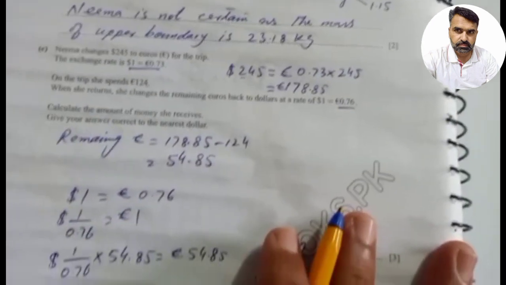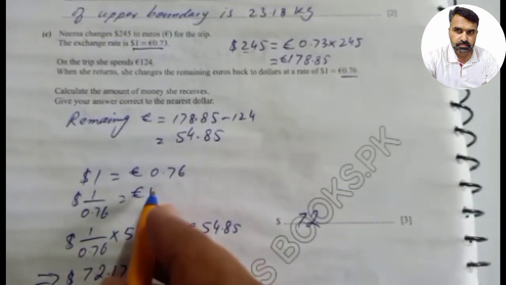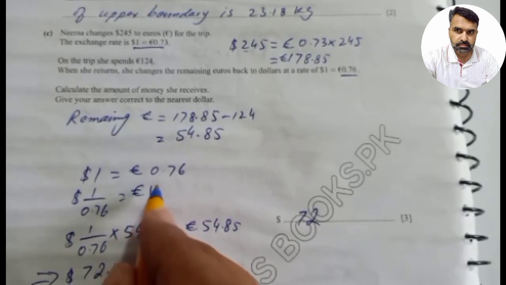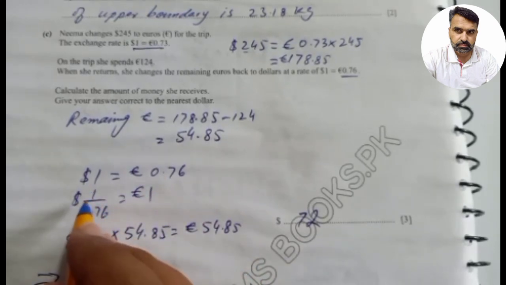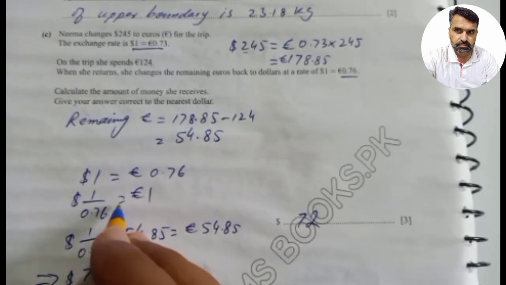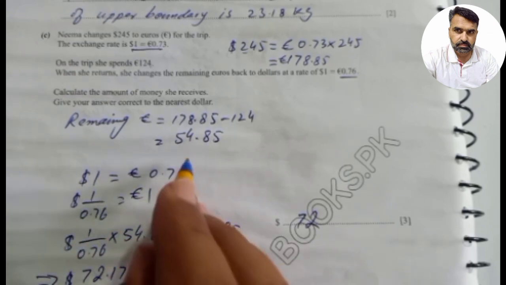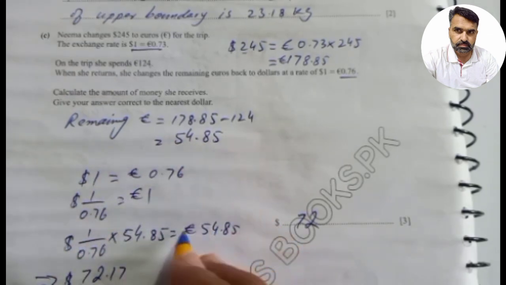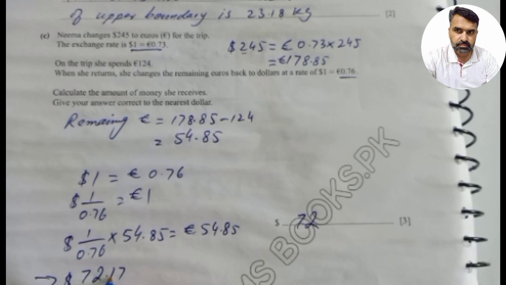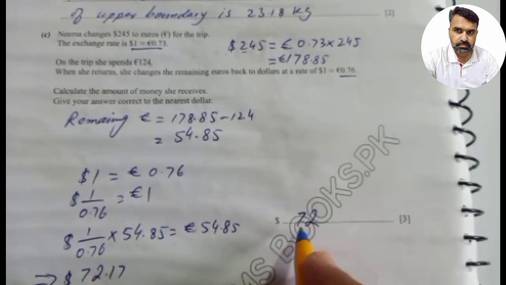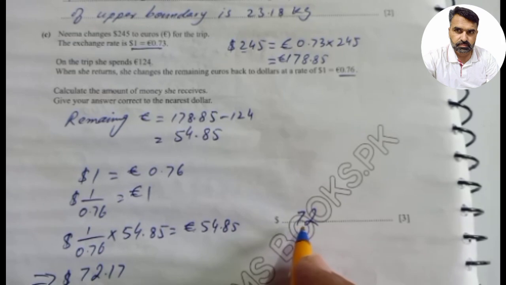We divide both sides by 0.76 to get 1 euro. So students, $1 over 0.76 will be equal to 1 euro. Both sides will be multiplied with the same number, 54.85. So €54.85 will be $72.17, and we have to round it off to the nearest dollar, so it is $72.